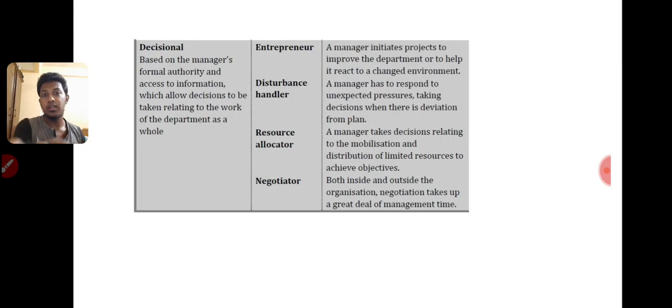Information. Then decision: who takes the decision? I already explained this. Everything is already there. So: entrepreneur, disturbance handler, resource allocator, negotiator. Negotiator means we have to get suggestions from other people and have the idea. Most audit firms have that. Resource allocator means allocating resources, right? Allocating how many people have to be there for this audit, these accounts, and how many raw materials should be purchased for this product. The entrepreneur means they have to think alone.